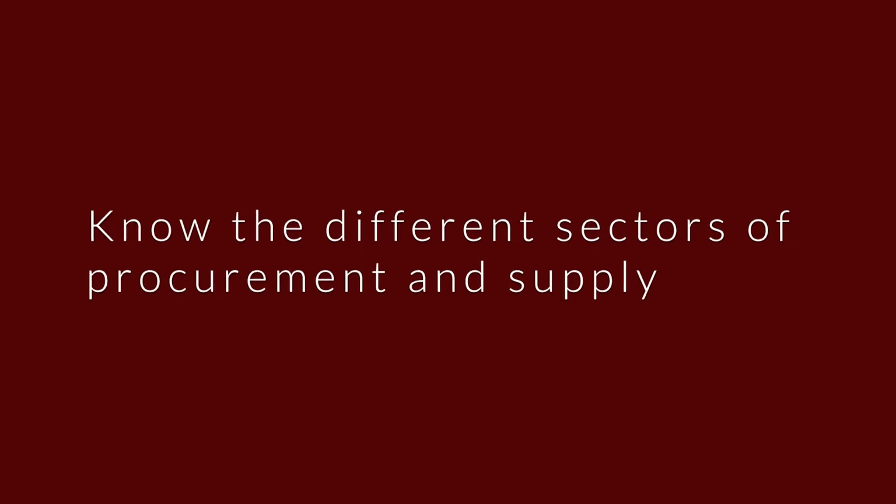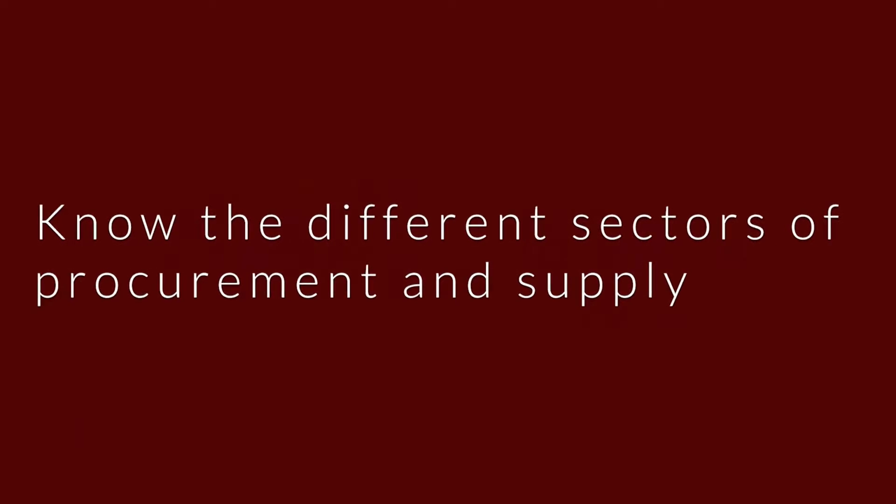Now, since there are 4 parts, and we've talked about those 4 parts, this is the first part. So this video is part 1, which means there are going to be 3 other videos that will follow this one. So in this case, what are we going to look at? We need to know the different sectors of procurement and supply. And in this case, you're required to understand 4 learning outcomes.